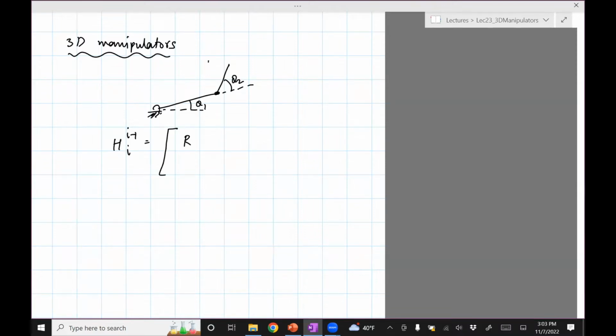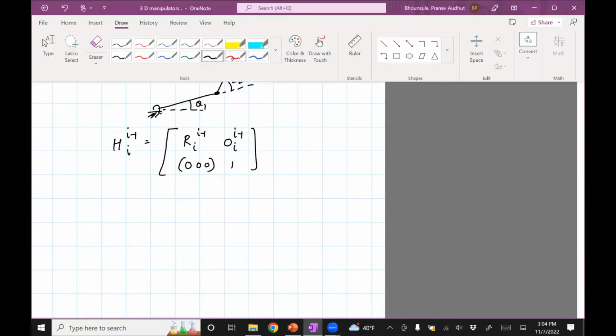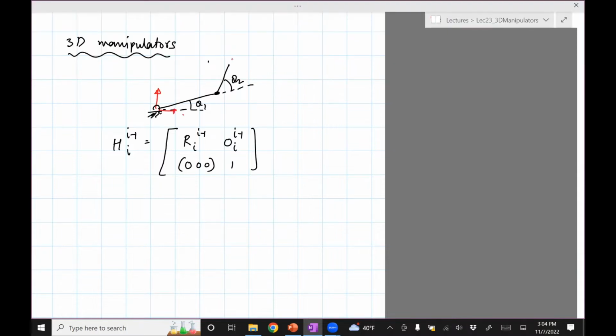R_i with respect to frame i minus 1, and the origin of frame i with respect to frame i minus 1, 0 will be 0, 0, 0, and 1. So x0, y0, x1, y1, and so on. So this is the origin of i with respect to i minus 1. And then the rotation is associated with this.